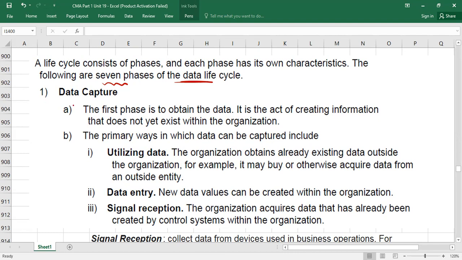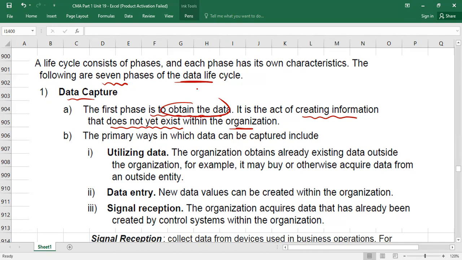So here we go. The first stage is called data capture. What does data capture mean? Please remember, I'll quote certain examples. Data capture means to obtain the data. When we get the data, that is called data capture. It is the act of creating information that does not yet exist within the organization. We are creating information which is not existing within the organization. That is called data capture, or you can just remember it as to obtain the data. It's about how to get the data.